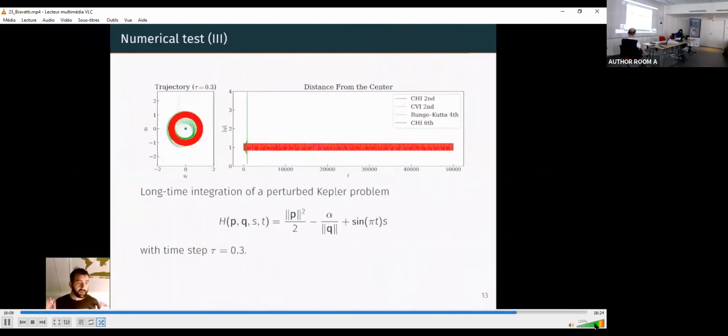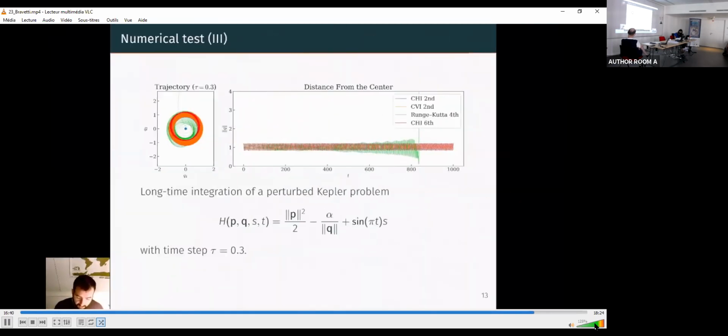This is more in line with the linear drag. We have a Kepler problem with this oscillating type of drag. The reason we chose this is because it gives you some sort of conservation of energy on average. And so you would expect your trajectory to not be exactly an ellipse, but to stay bounded in its oscillation. And you see that, just as you would expect, Runge-Kutta has no chance there. At a certain point, it goes straight to the center and shoots out.